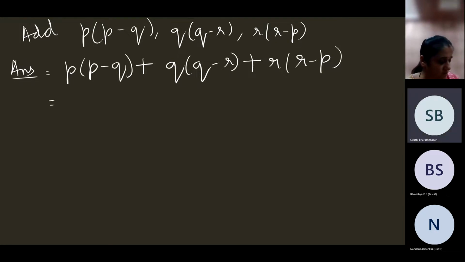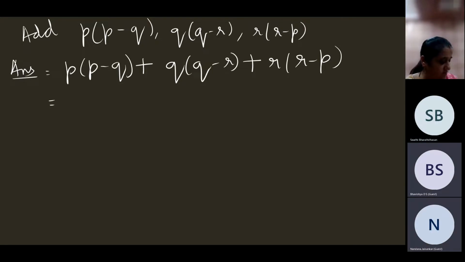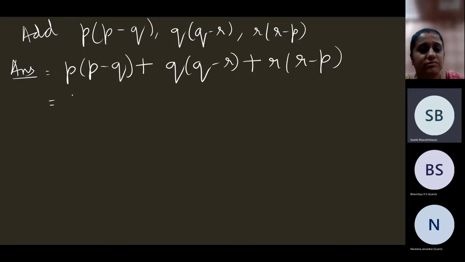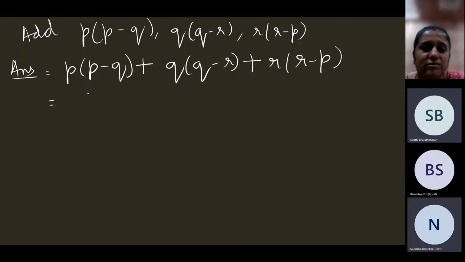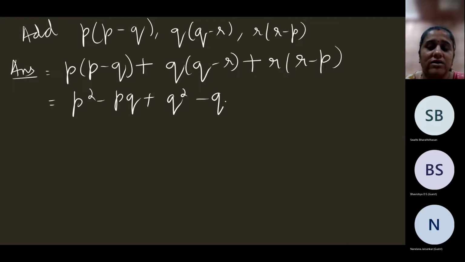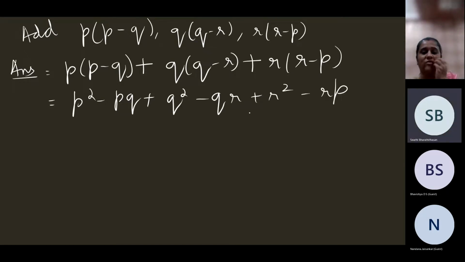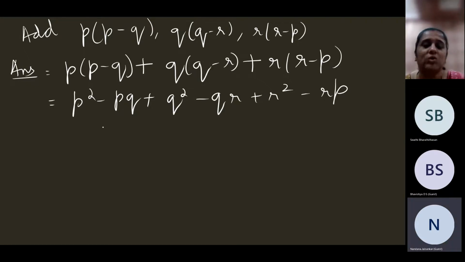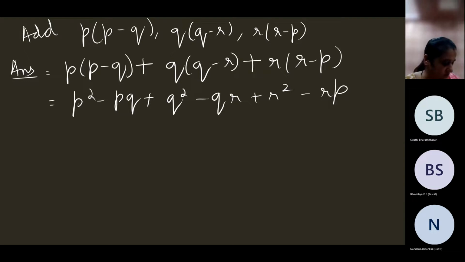Ma'am, I got an answer. What's the answer? Ma'am, P square minus PQ plus Q square minus QR plus R square minus RP. Okay, correct. P square minus PQ plus Q square minus QR plus R square minus RP. Now we have the same answer. We have no like terms, right? Ma'am, no like terms. So this is the final answer. Very good.